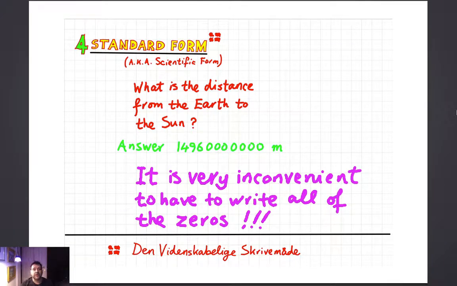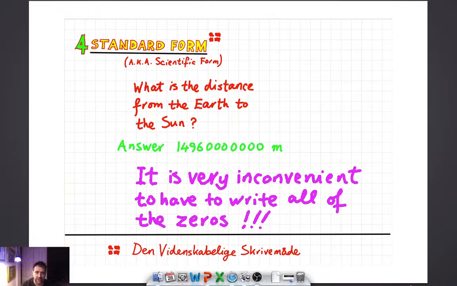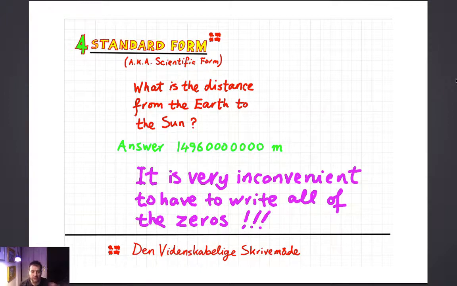So I'm going through the class notes for MYP2 Unit 2, and here's Chapter 4, which is standard form. We've already talked about powers of 10 and standard form, also known as scientific form. It's got a Danish name, Den videnskabelige skrivemåde, the scientific method of writing, literally.